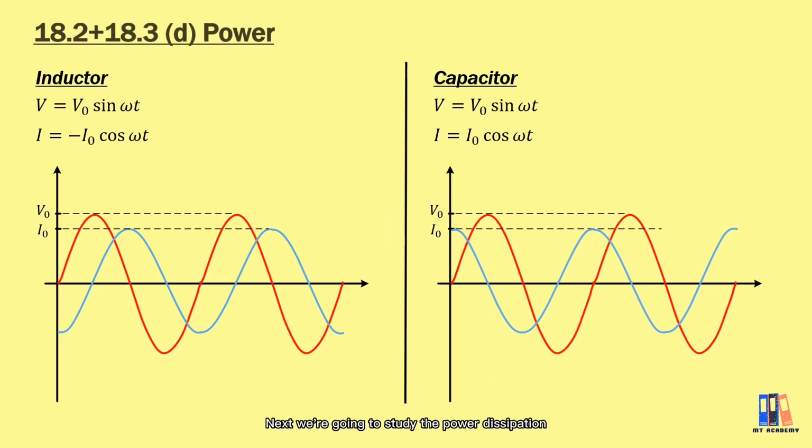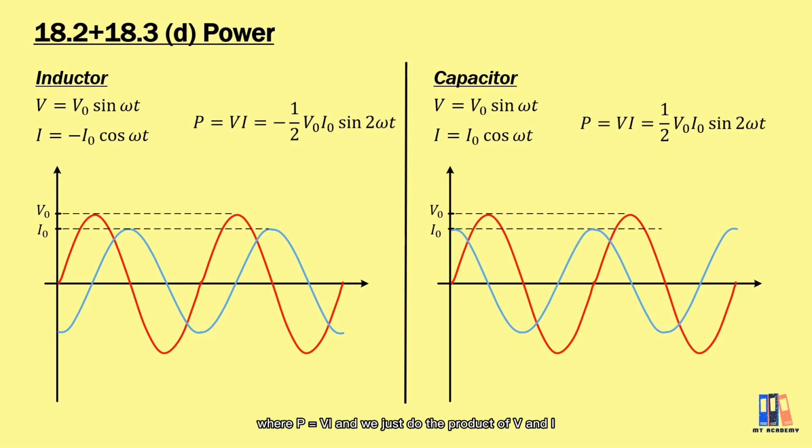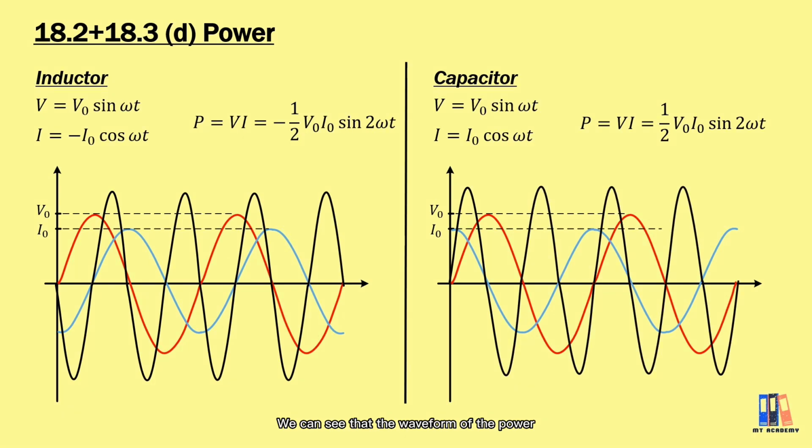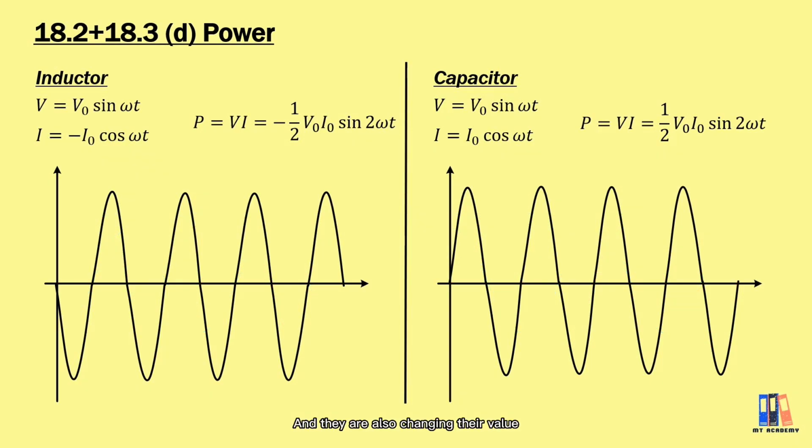Next, we're going to study the power dissipation, where P is equal to VI, and we just do the product of V and I, and we can obtain the expression of the power. So we can see that the waveform of the power in either the inductor or the capacitor is almost similar. From both of the waveform, we can see that the frequency of the power is twice the frequency of the voltage and the current. And they are also changing their value between positive and negative. Unlike the resistor that we have discussed, the power dissipation is always positive all the time.